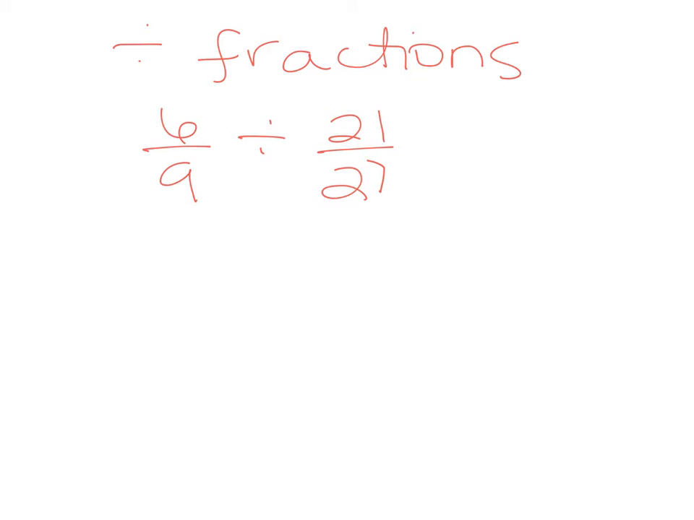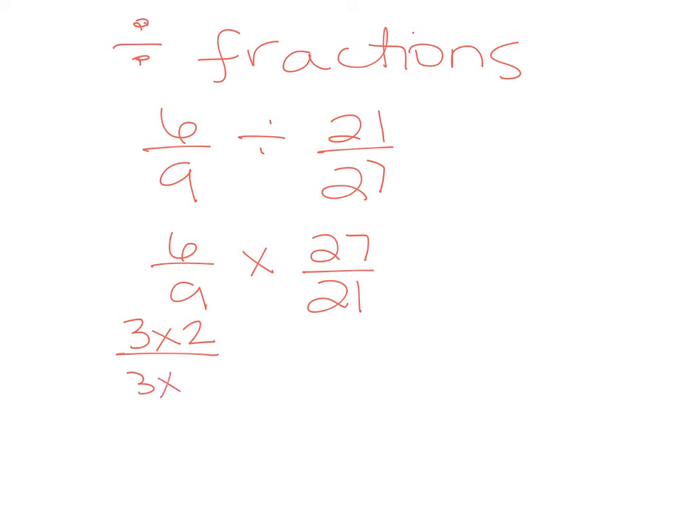Just like we did for multiplying, let's also review what really happens when you divide fractions. Technically we don't divide. We take 6/9 and multiply it by the reciprocal, which means turn over the second fraction and make it 27/21. Now we follow the multiplication rules. Let's do the prime factorization. 6 is 3 times 2. 9 is 3 times 3. 27 is 3 times 3 times 3. And 21 is 3 times 7.